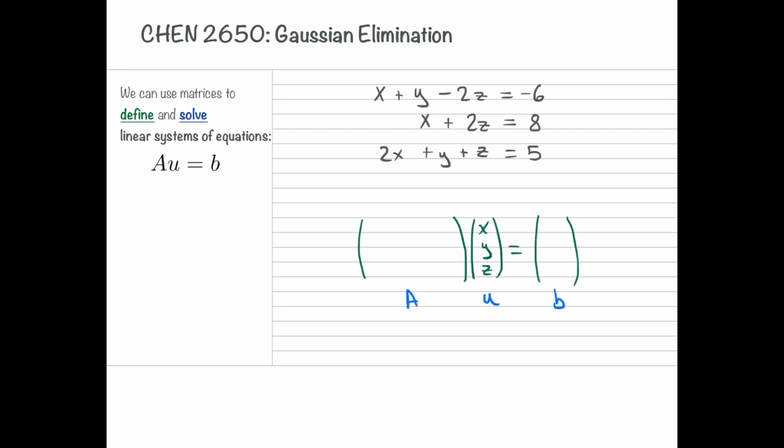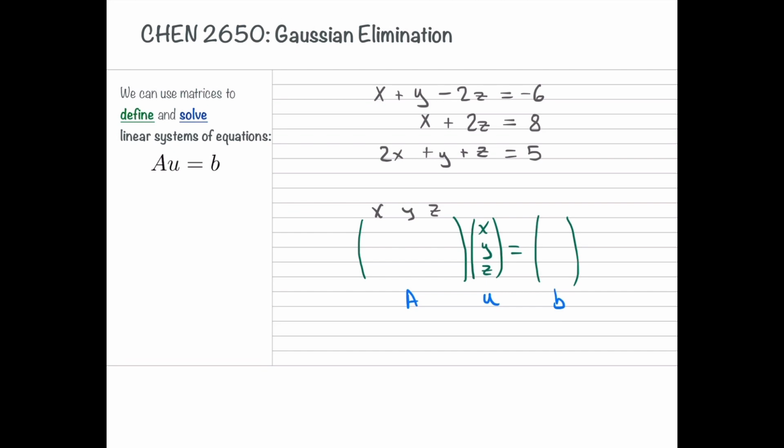For our example here, we have a coefficient matrix A. Since we have 3 unknowns, the coefficient matrix is going to be a 3 by 3 matrix. Then we have our column vector of unknowns x, y, and z, and then b. Filling in the coefficient matrix, we simply look at the coefficients in front of each of the unknowns. Each column represents an unknown: the first column is x, then y, and then z, and the rows represent the different equations.